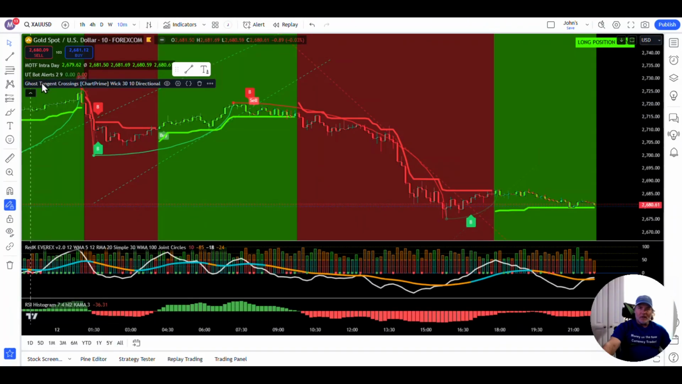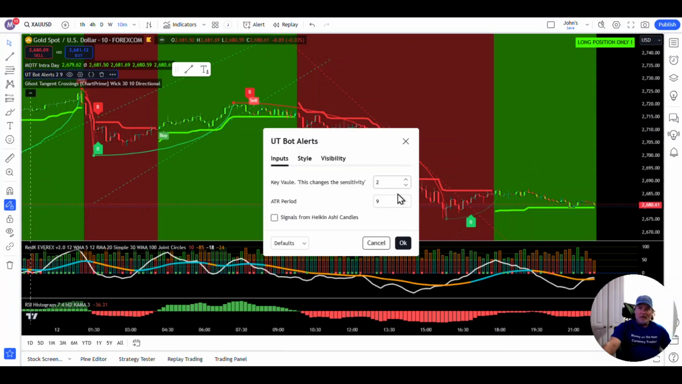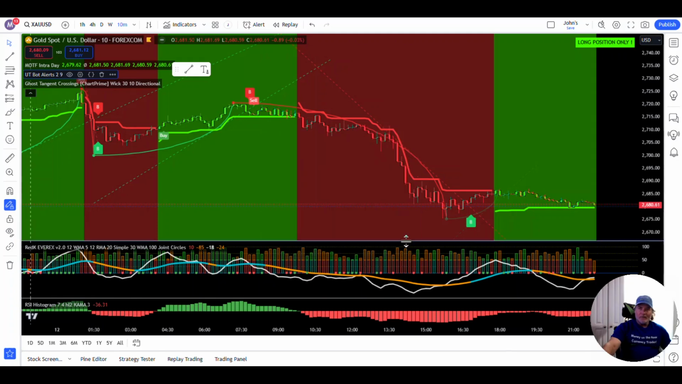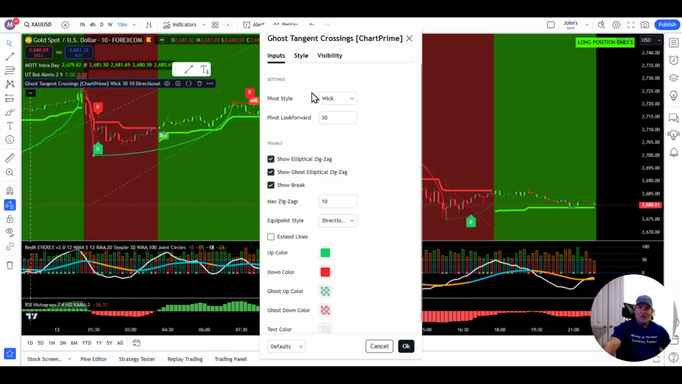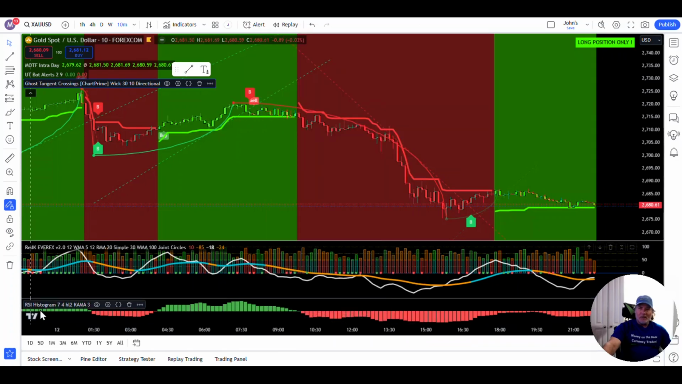So basically, if you go back to MOTF, I think there's no adjustment on that one. UT bot, I have 2 and 9, so that's what I'm trading on that, just to verify. And then the ghost pivots, or ghost tangents, I don't know why I call them pivots. It's from Chart Prime, basically 30 and 10. You can adjust this, it does change things around. You can change the colors a little bit, works out good. But the main thing is what we're using down here, which we already know about this one. I don't think I changed this one at all.